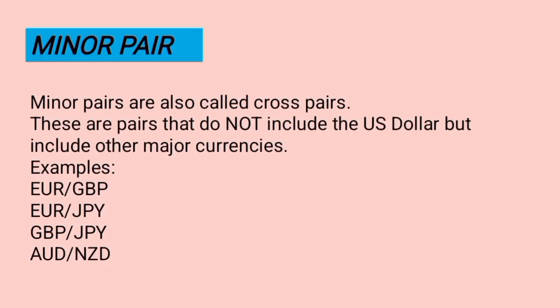Next we're going to talk about minor pairs. Minor pairs are also called cross pairs. These are pairs that do not include the US dollar in either the quote or the base, but they include other major currencies. We have the EUR/GBP, which is the Great Britain pound. We have the euro against the Japanese yen. We have the Great Britain pound against the Japanese yen. And we have the Australian dollar against the New Zealand dollar. These are all strong currencies, but because they do not include the US dollar, we call them minor pairs, but they are also tradable and good to trade.